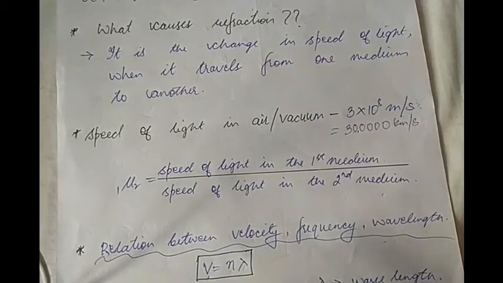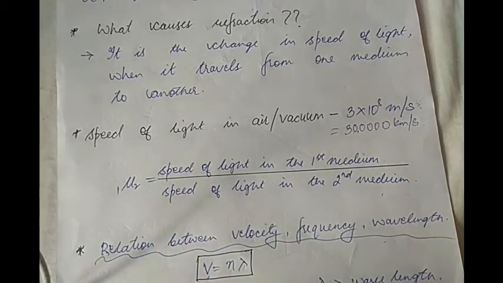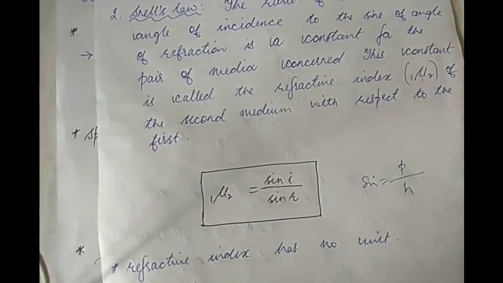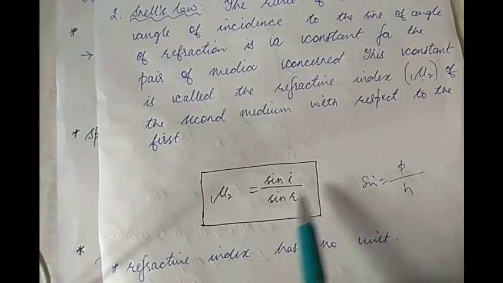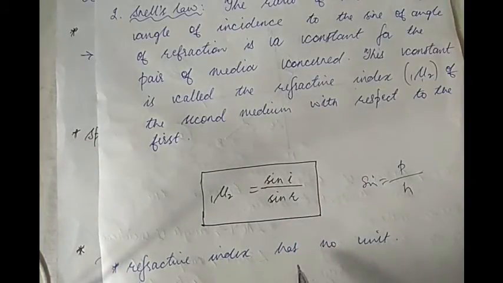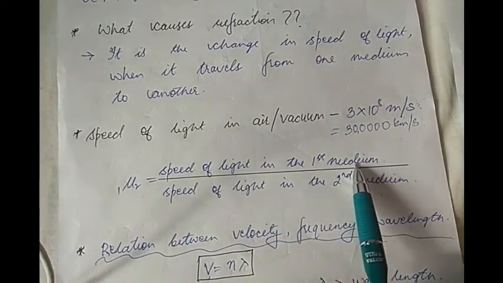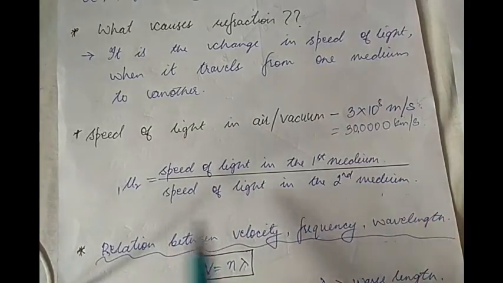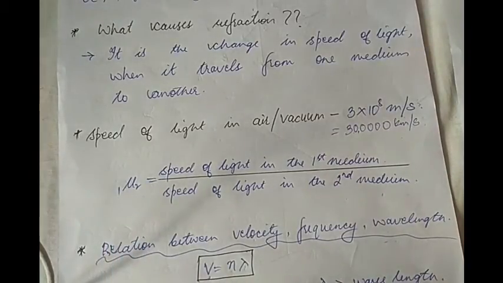With that, we move to another definition of refractive index. But before we look at this definition, let us give a look at the definition that we learned in the previous video, which is this. The refractive index of the second medium with respect to the first is the ratio of the sine of angle of incidence in the first medium to the sine of angle of refraction in the second medium. Since light travels with different speeds, the speed of light in the first medium divided by the speed of light in the second medium also gives us the value of refractive index of the second medium with respect to the first medium.